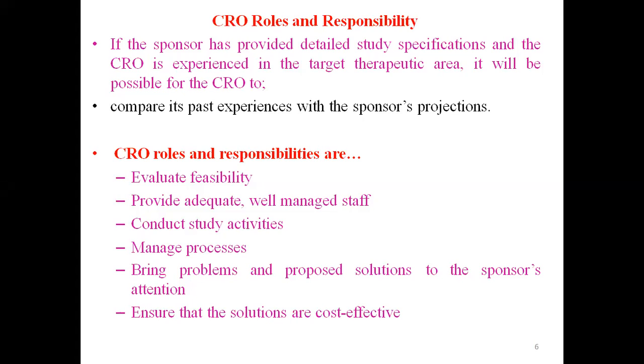It's the same thing if you are conducting the activities and managing the process. Whenever any kind of problem arises, or any kind of proposed solution to the sponsor's actions, it has to be brought to his notice, because some of the researchers at the initial stages think it is a minor problem. So what is the need of discussing it with the CRO, or what is the need of discussing it with the sponsor?